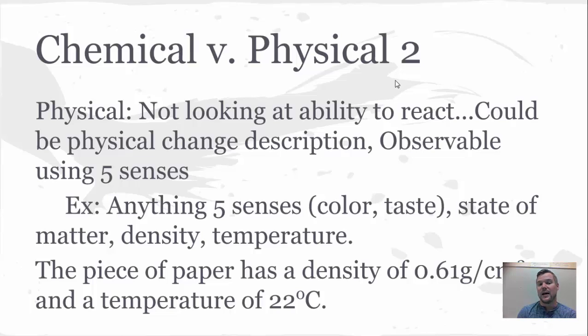Is it a solid, liquid, or gas? And then densities are going to be here, temperature of the item. So a piece of paper has a density of 0.61 grams per centimeters cubed, and it can be measured at 22 degrees C. Could be white, could smell like a chemical, but it's still not a chemical property. So physical versus chemical, again, oftentimes it's easier to decide, can this react? Look for that react type word. We just talked about those on the chemical page. And if it's not a react type word, it's going to be a physical property.